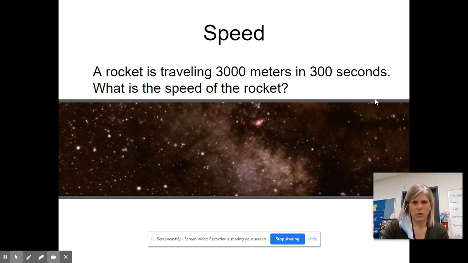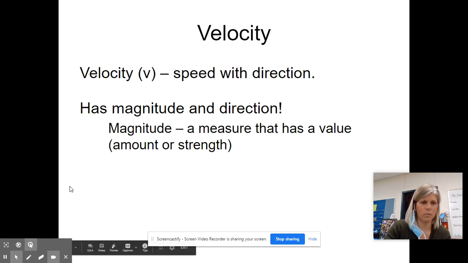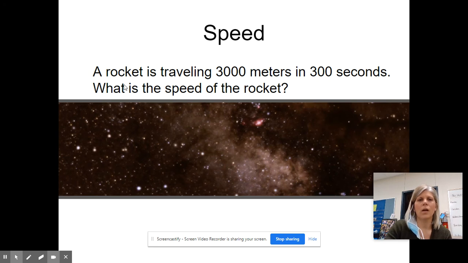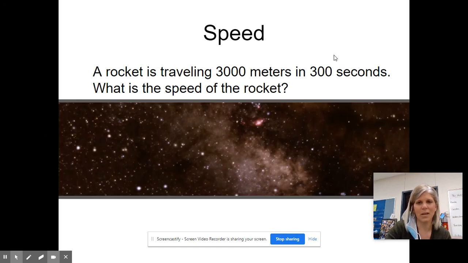A rocket happens to be traveling 3,000 meters in 300 seconds. What's the speed of the rocket? Let me go back to that one real quick. If we take a look at this measurement, 3,000 meters and 300 seconds, we know that speed is distance divided by time. The distance is 3,000 divided by 300. If you divide these two, obviously a really quick and easy way to do this would be to take off 2 of the zeros. And if you did that, you actually have 30 divided by 3, which would be 10 meters per second.